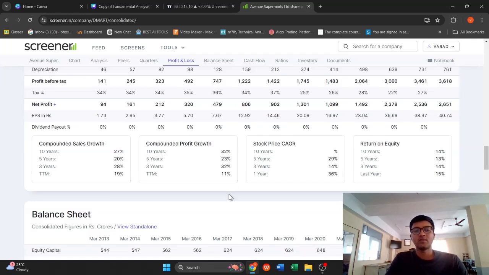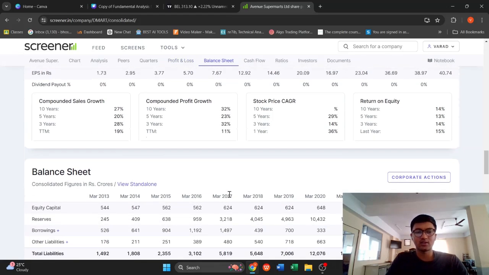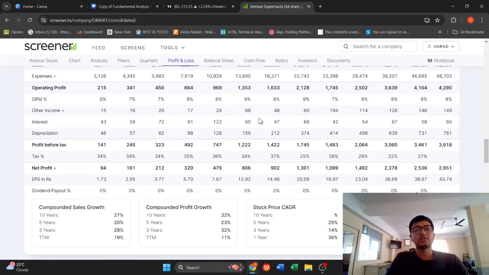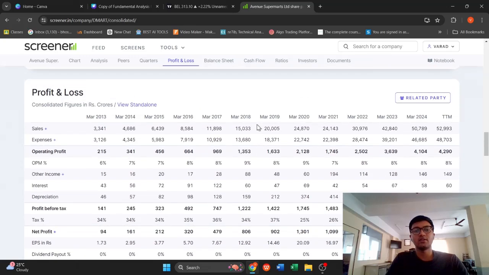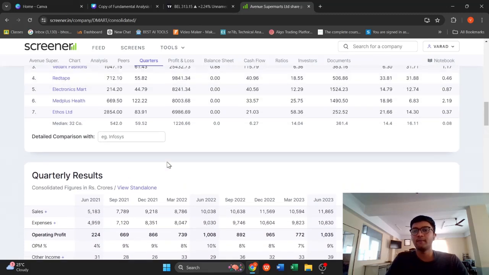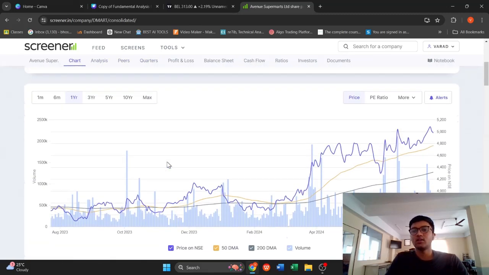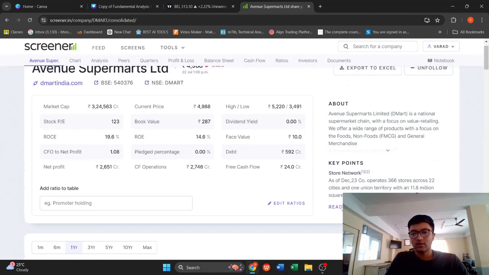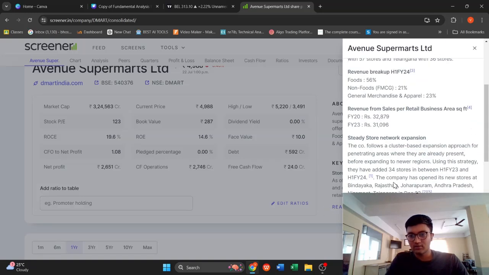You should consider a compounded profit growth of 20% over 10 years a very good rule of thumb, which you can use in order to analyze a company. This I used with the help of Screener. This is consolidated figures.